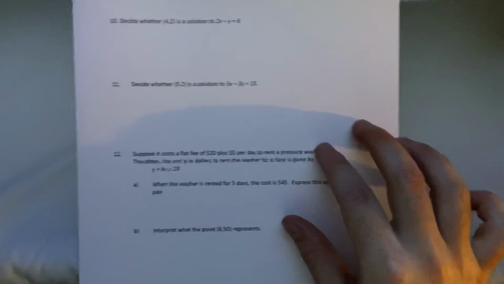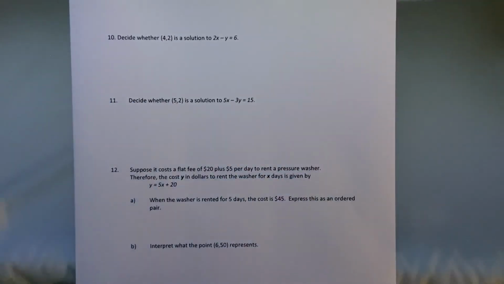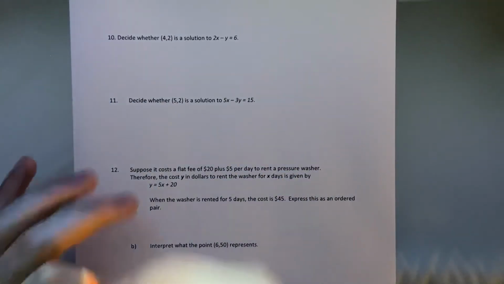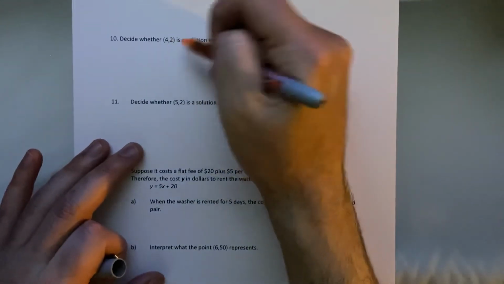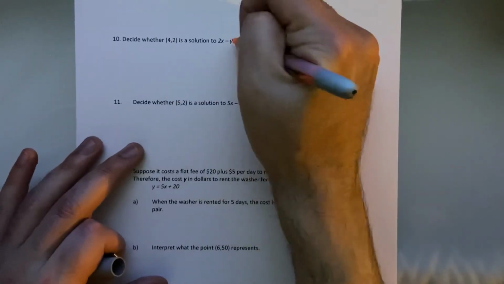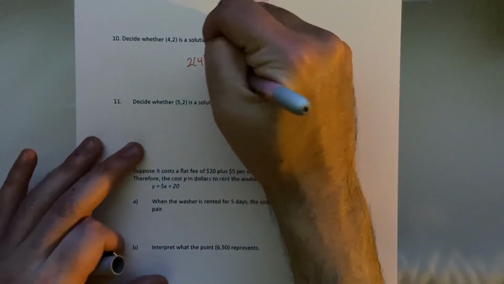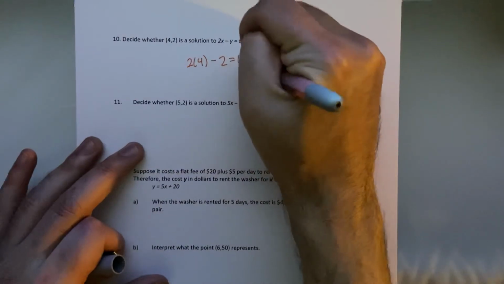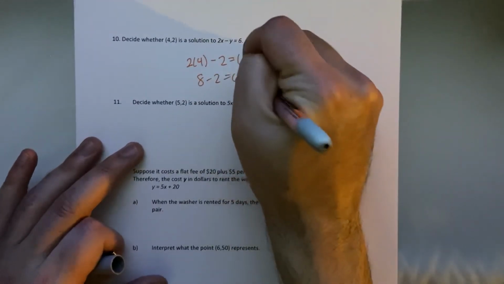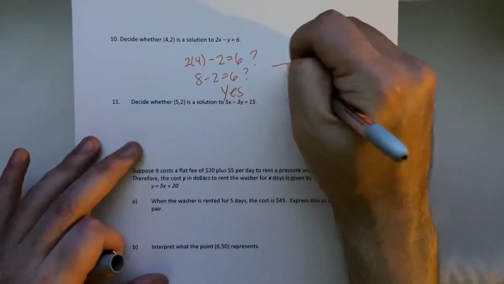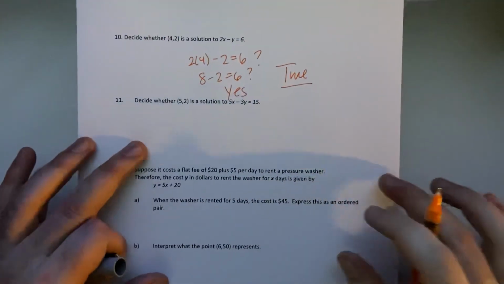Now there are other types of questions you might get. Like decide whether something is a solution. All they want you to do is plug it in and see if it actually does equal. So is (4, 2) a solution to 2x minus y equals 6? Simply plug in (4, 2). 2 times 4 minus 2 for y equals 6. Is this true? Is 8 minus 2 equal to 6? Yes. If it's yes, then it is true.